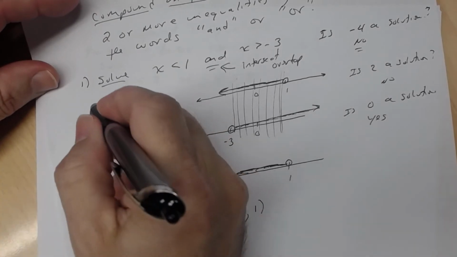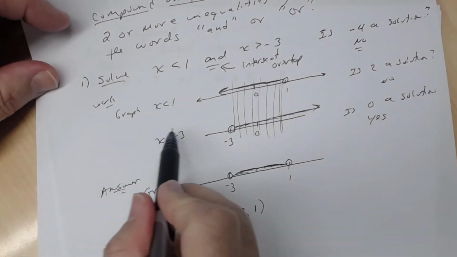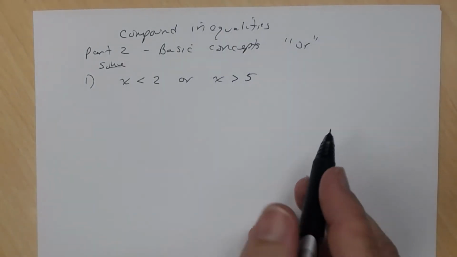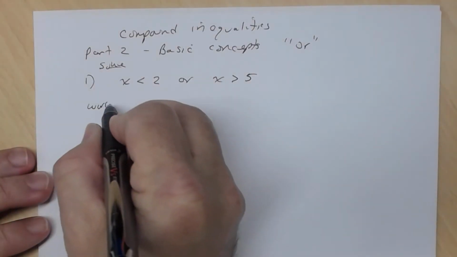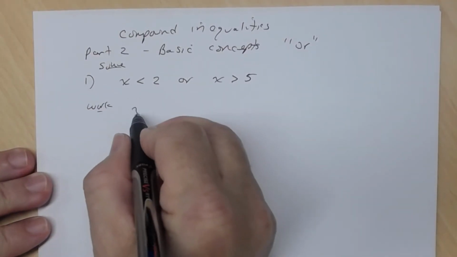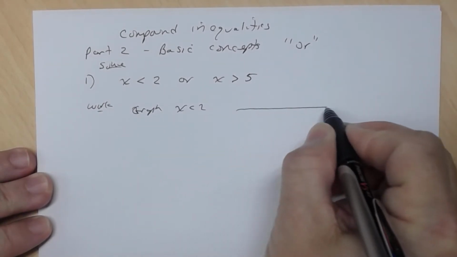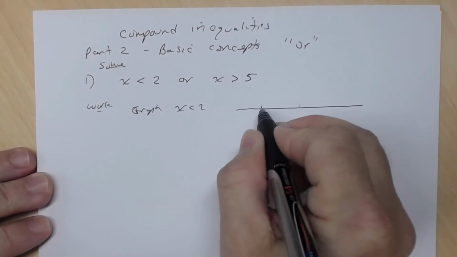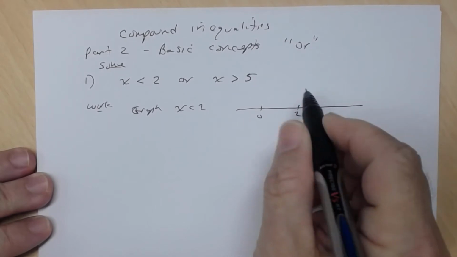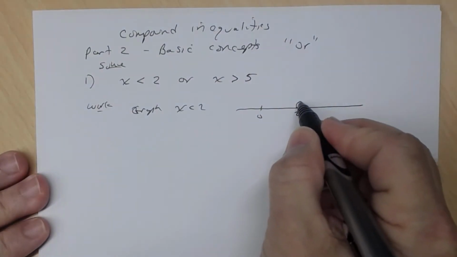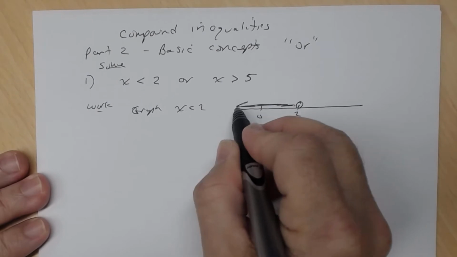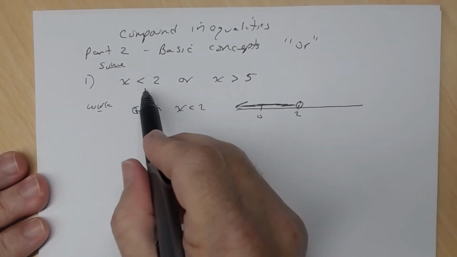So remember, this is going to be your work. This is the work here. All right, so let's do the work. You're going to graph each one individually. So let's graph x is less than 2. Here's x is less than 2. Let's say this is 0, this is 2. I'm going to put an open circle and then shade to the left. That's the solution to that first inequality.